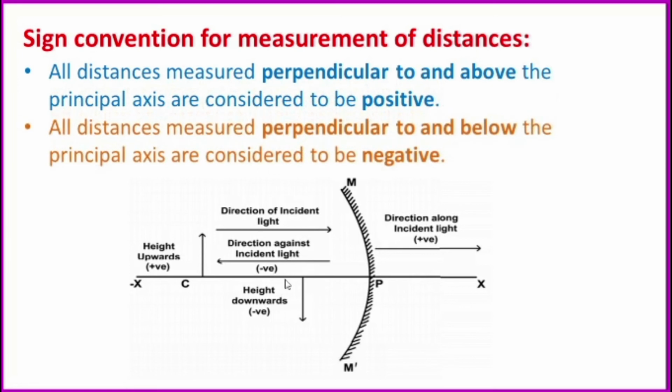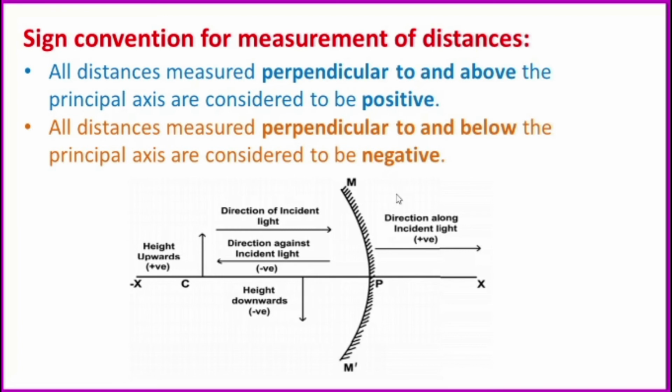Suppose all distances measured perpendicular to and below the principal axis are considered to be negative. Suppose we measure the image height, it should be perpendicular to the principal axis. Then below the principal axis means it contains the negative sign.